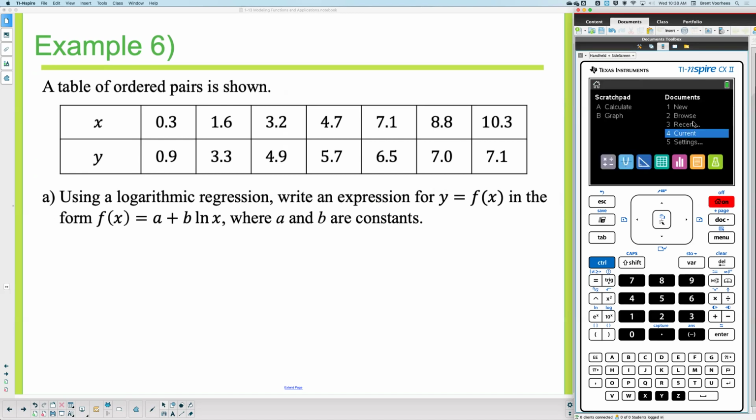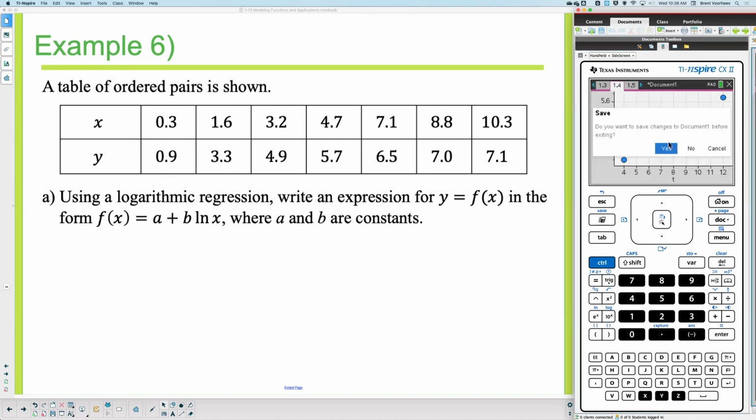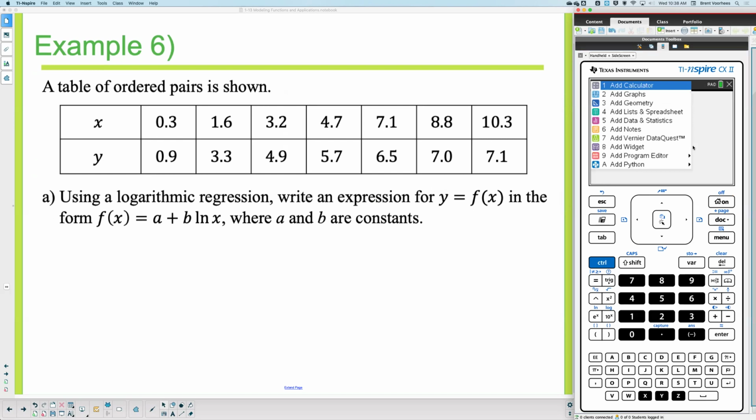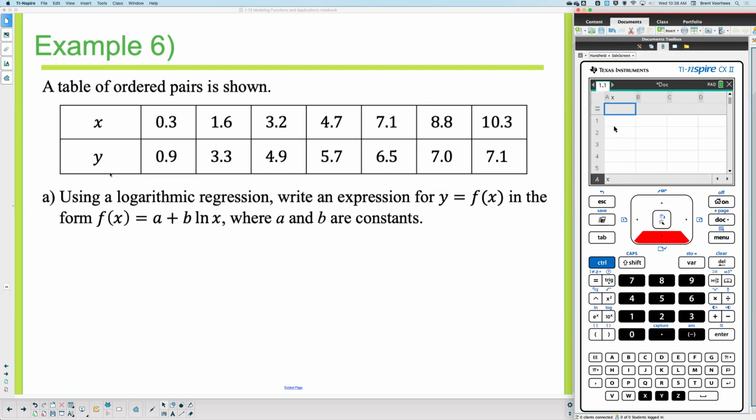So let's go home screen, new document. You can say, do you want to save changes? Hit no, you don't want to save that, just delete it out of there. I want you to add lists and spreadsheets. Now this one they title X and Y, so let's just go up and put in our X variable and our Y variable. We'll type in the points.